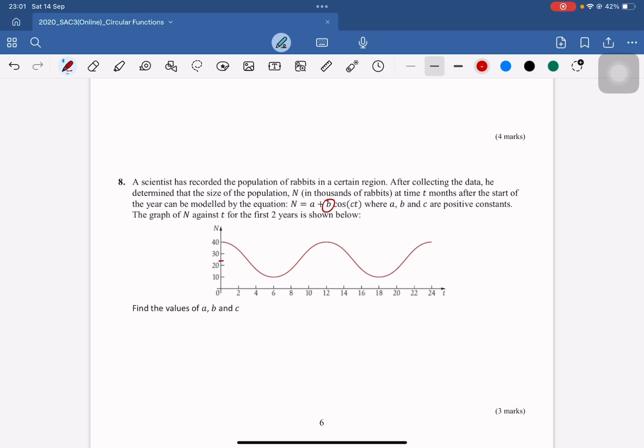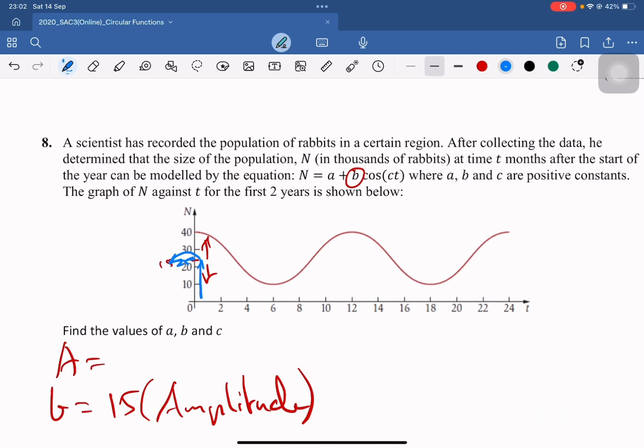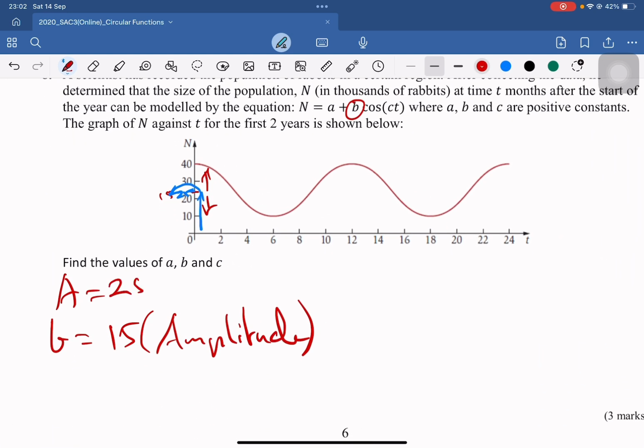And half of 30 is going to be 15. See, it goes up by 15 and it goes down by 15, a total of 30. And so the amplitude B equals 15. And we can also see that it's been translated up by 25. You can see that it's been translated up from 0 all the way to 25, and this coordinate here, 25. And so our value A is going to be 25.